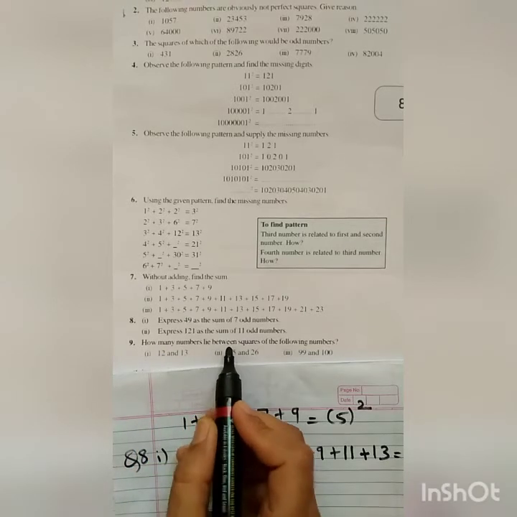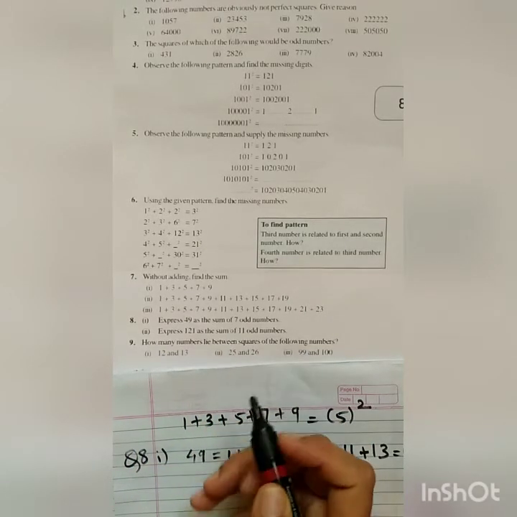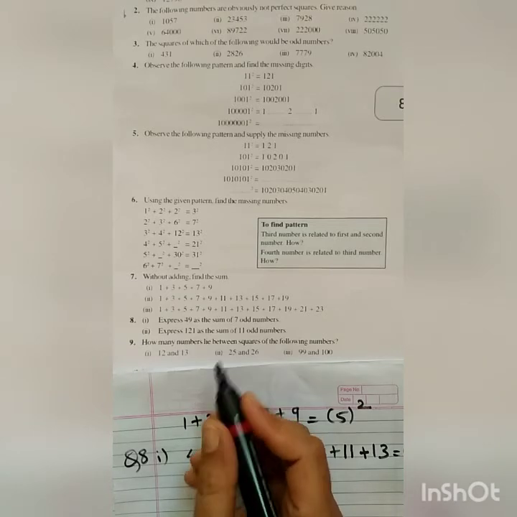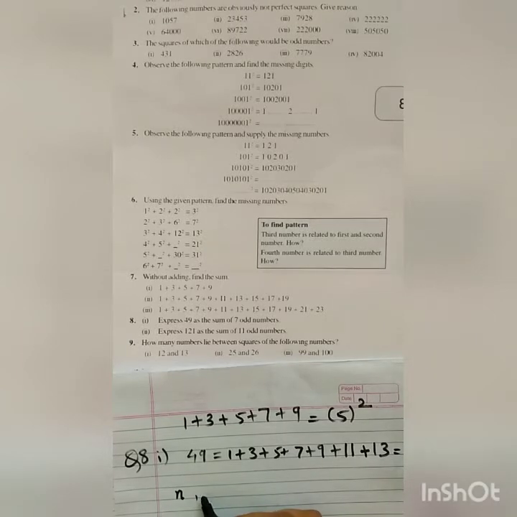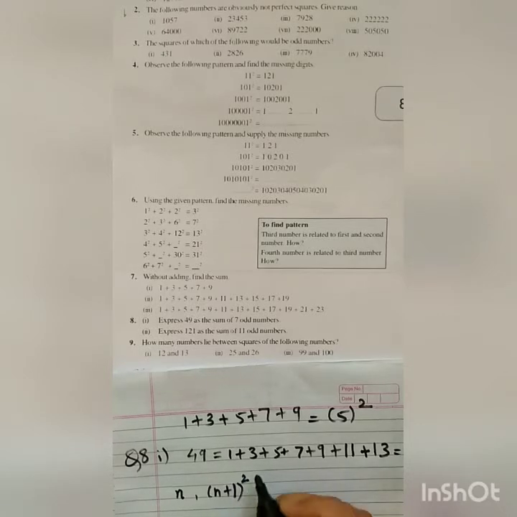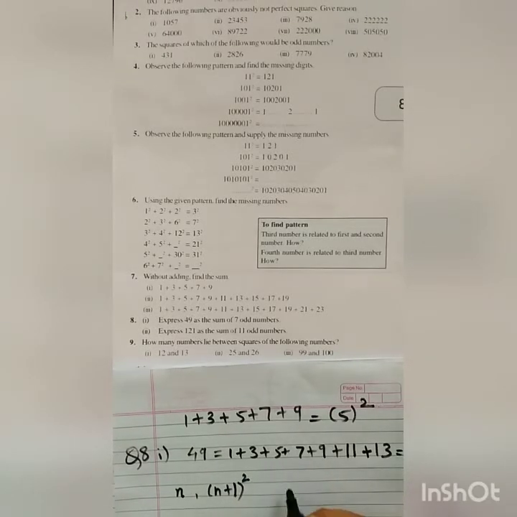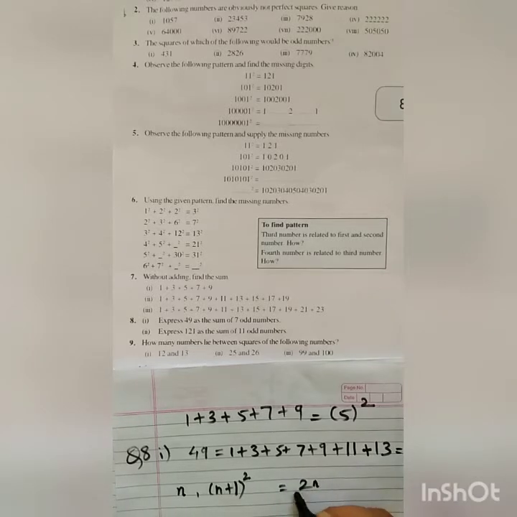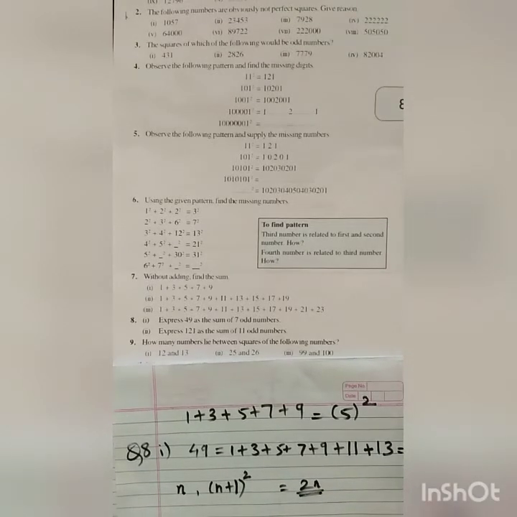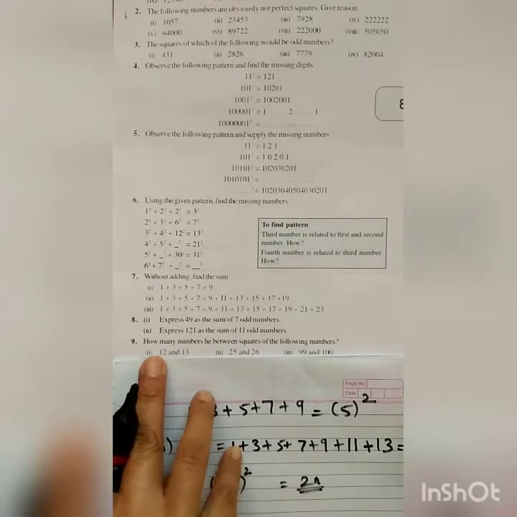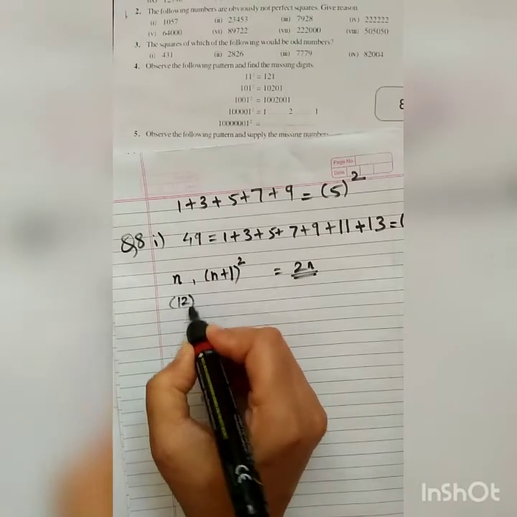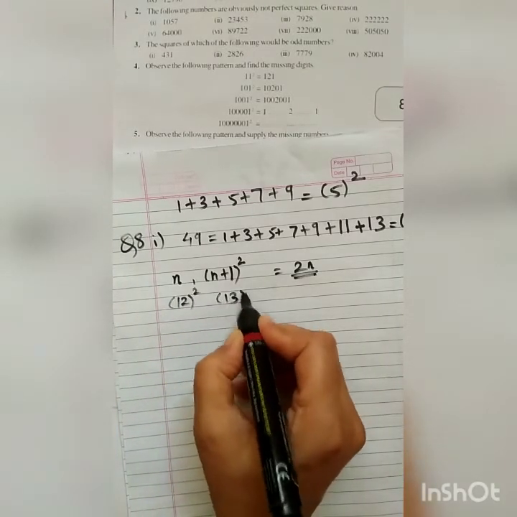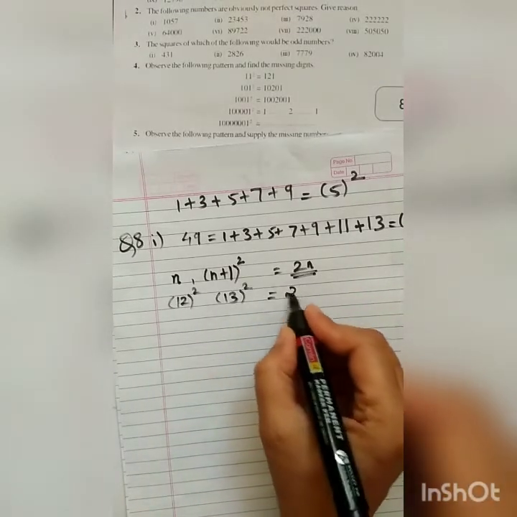Now the last question of this exercise, question number 9. How many numbers lie between the squares of the following numbers? Just the last property, number 10. We have seen that if there is a number n and n plus 1 squared, then how many non-perfect square numbers lie between them? I said 2n. What is your question? 12 and 13. So if you find the non-perfect square numbers between the square of 12 and the square of 13, the formula is 2n.